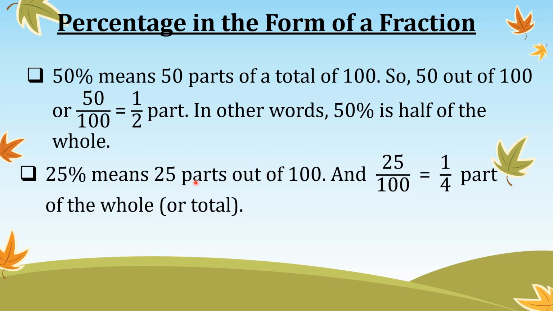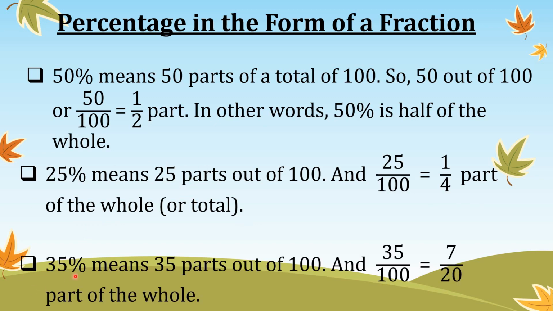25% means 25 parts out of 100, and that is 25 divided by 100, that is equal to 1 by 4 part of the whole or the total. 35% means 35 parts out of 100, and that is 35 divided by 100, or we can say 7 by 20 part of the whole.